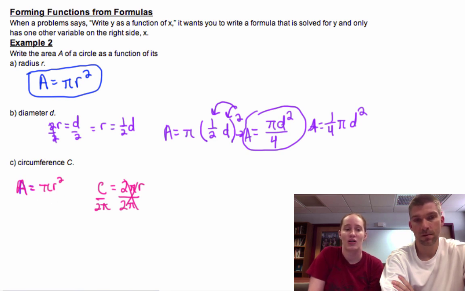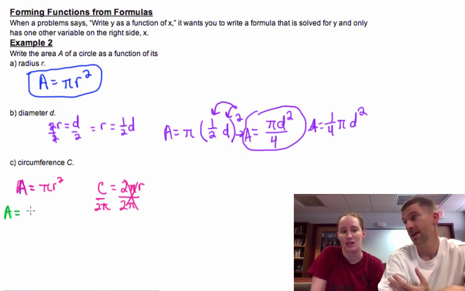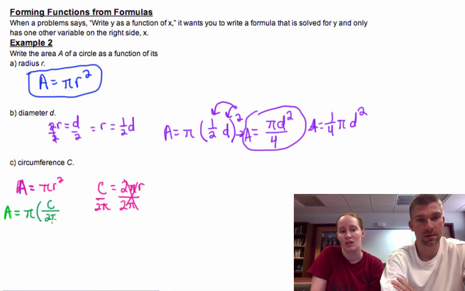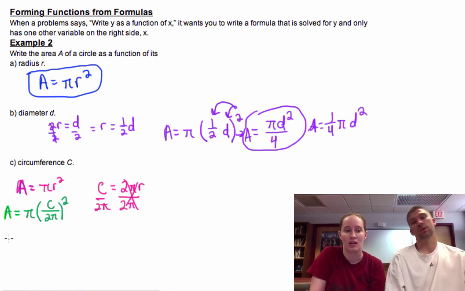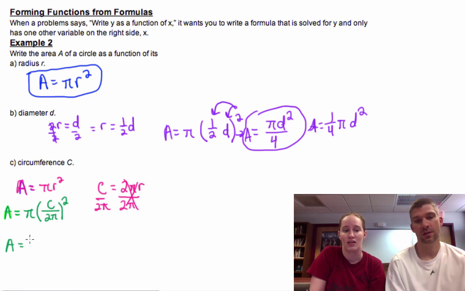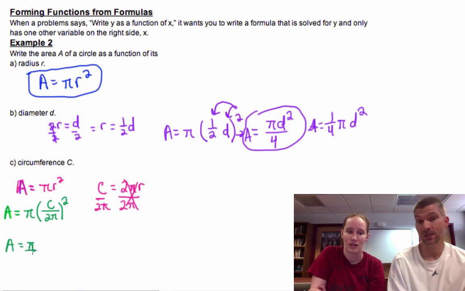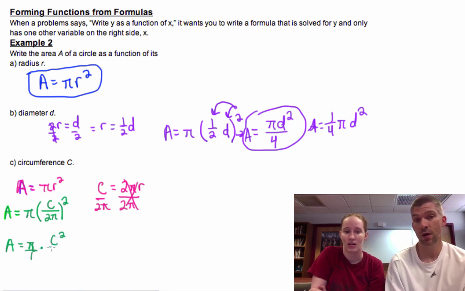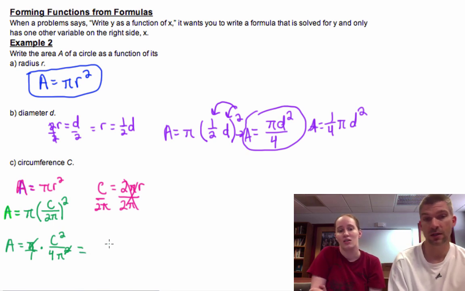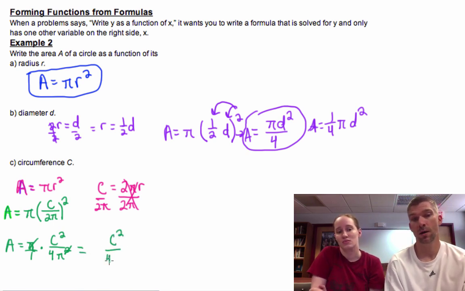We're going to put that right where that r is. So it's going to be A equals pi, and in parentheses, C over 2 pi, squared. Now, I love how this one looks when the pi's cancel out, sort of. But everything in parentheses has to get squared, right? So pi actually gets a square on it. So C squared over 4 pi squared. And so a pi cancels out, but we're still left with a pi. So you've got C squared over 4 pi.